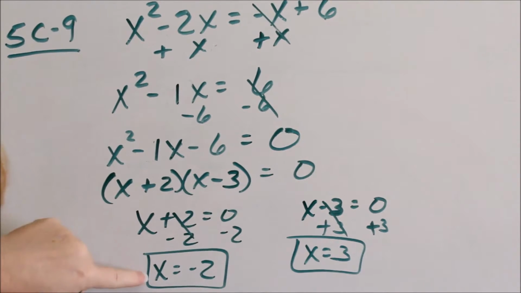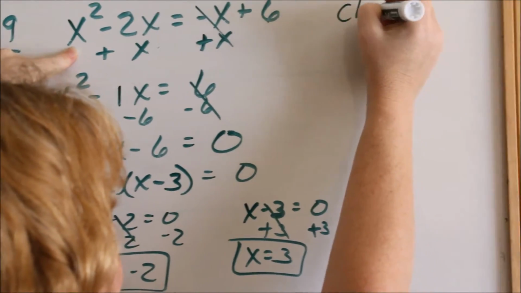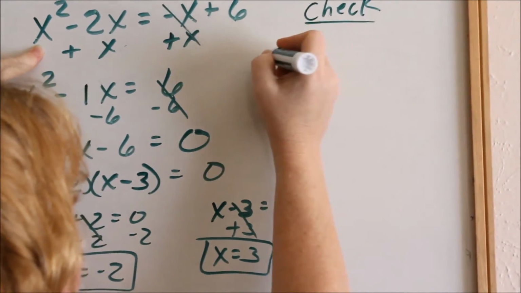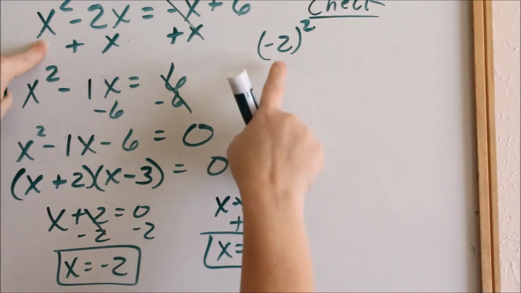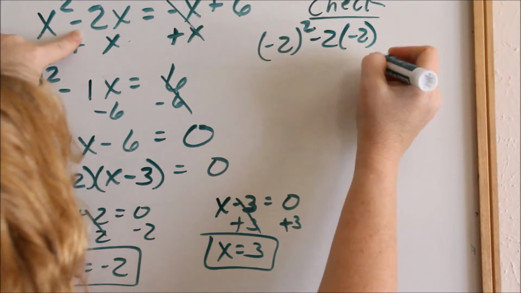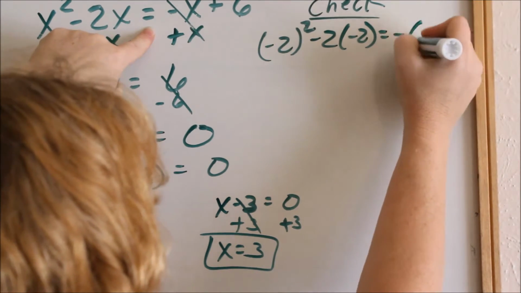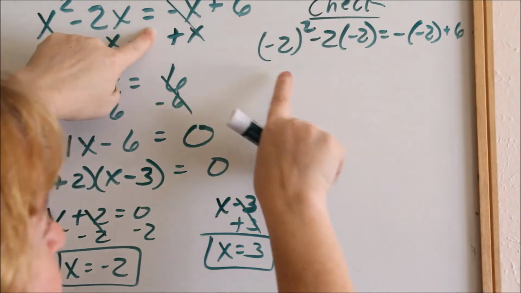So everywhere I see an x, I'm going to put a negative 2. So this means I'm checking up here. This is negative 2, it'd be in parentheses, squared, so it should come out to a positive. Minus 2 times a negative 2 equals a negative 2, plus 6. It's a matter of keeping up with all your negatives.